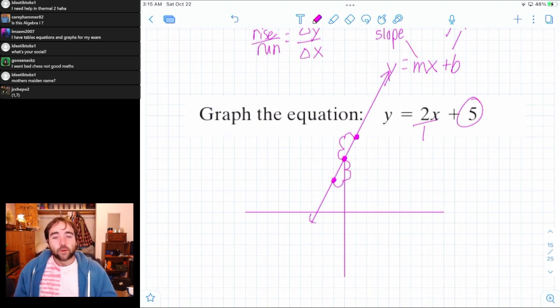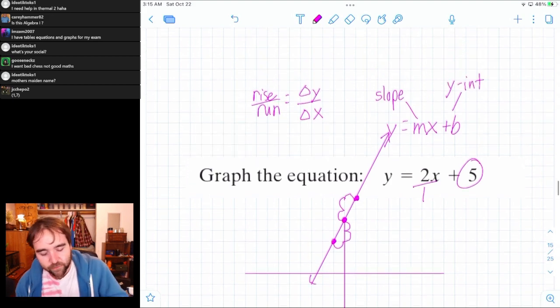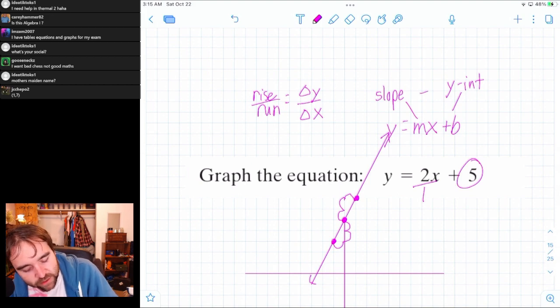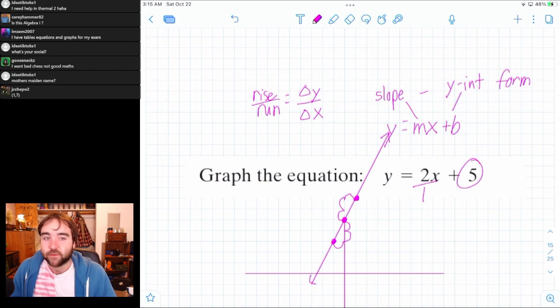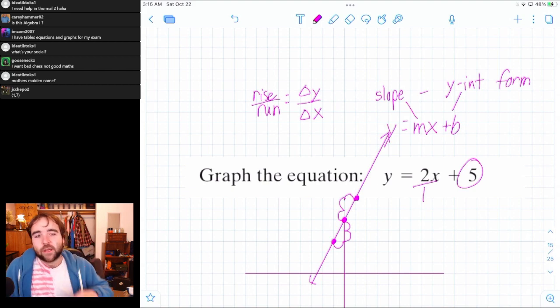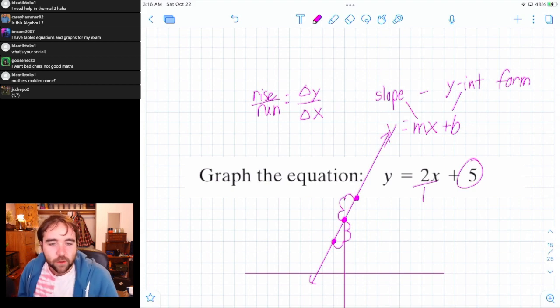And that's really the best way to graph a line. We have a name for this. We call this slope-intercept form. You see, we call it that because it gives us the slope and the y-intercept. And so then we plot the y-intercept and we use the slope from there, and there we go.